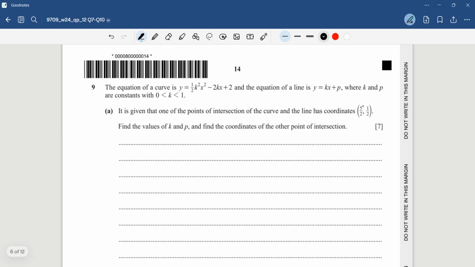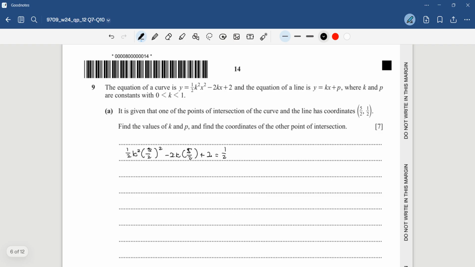So when x equal to 5 over 2, y equal to 1 over 2. Substitute here, so it's going to be 1 over 2 k square x square, where my x is equivalent to 5 over 2. So 1 over 2 k square 5 over 2 square minus 2k, 5 over 2 plus 2 equal to 1 over 2.